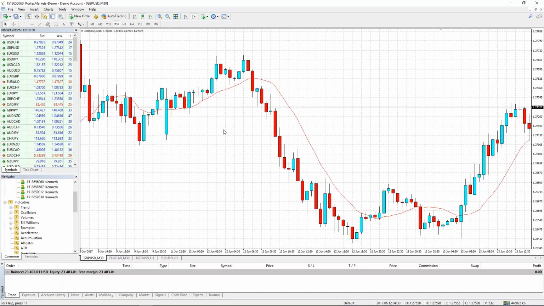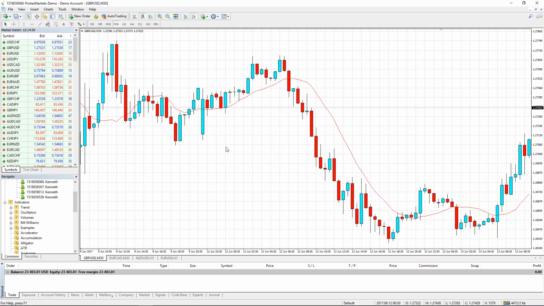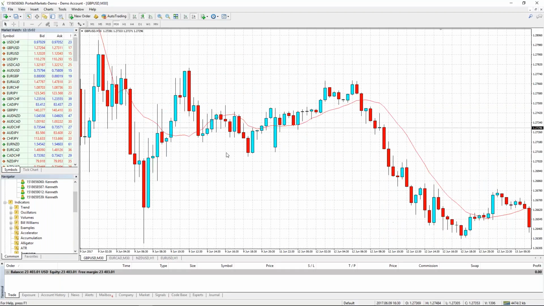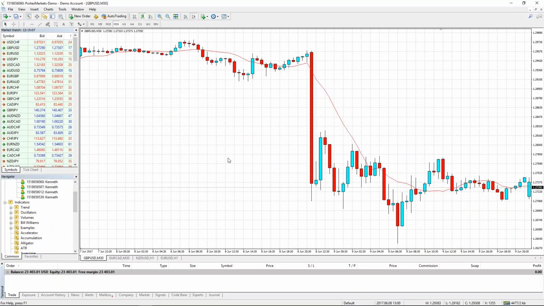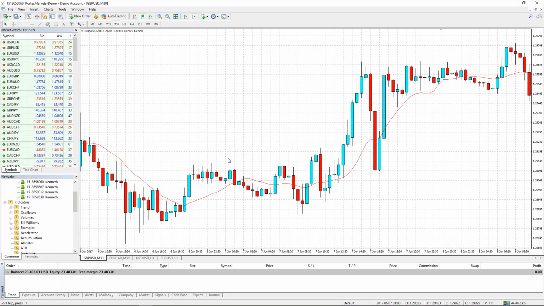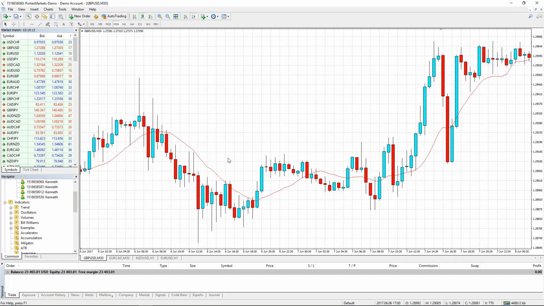The first ones I want to look at are pin bars. Now these can be either bearish or bullish, and let me just find an example of this. If we look for a bearish one to start with, let's have a look. Okay, so this will do here, 6th of June, 6:30ish.